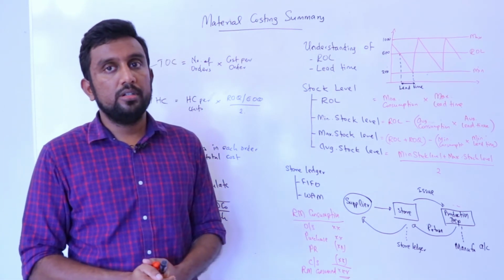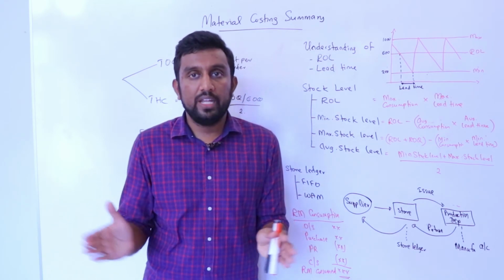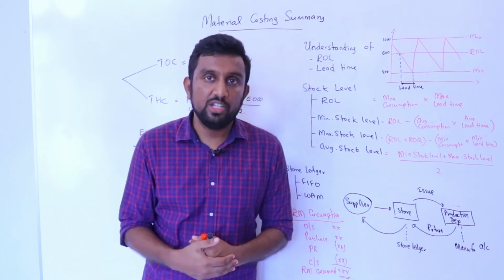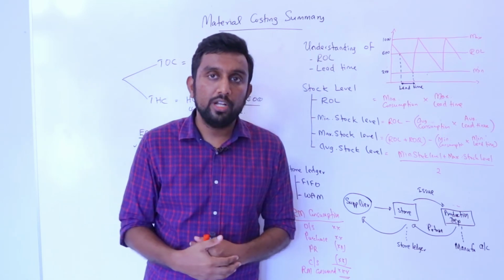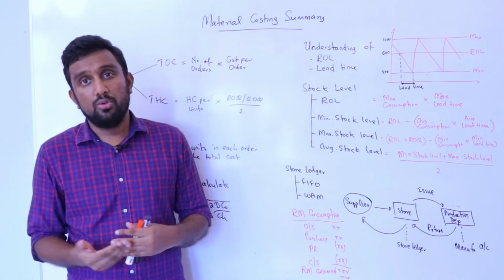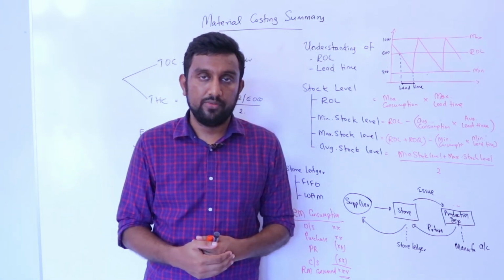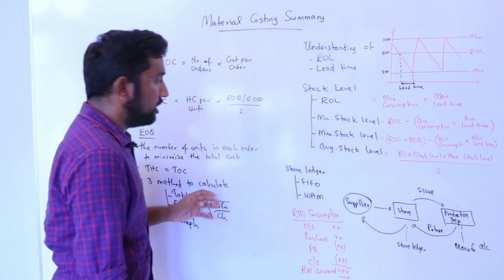Graph, we do have two different graphs. The x-axis is important. If the x-axis is quantity, and the quantity in each order increases, your holding cost will increase. Likewise, you should know how to fill or how to mark the lines in the graph, right? So that is about the EOQ.